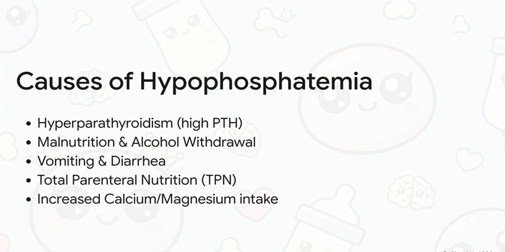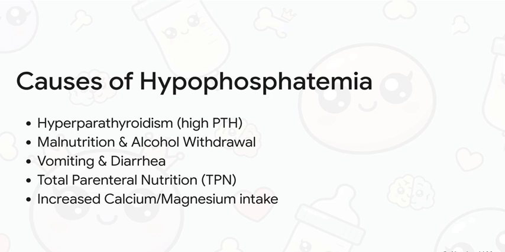So what can make phosphate levels drop so low? Well, a big one is hyperparathyroidism. When you have too much parathyroid hormone, it basically tells the kidneys to just dump all the phosphate. You can also see it in patients with malnutrition or those going through alcohol withdrawal. They just aren't taking enough in. Another classic NCLEX cause is refeeding syndrome, which you see with TPN, where the phosphate shifts from the blood into the cells.